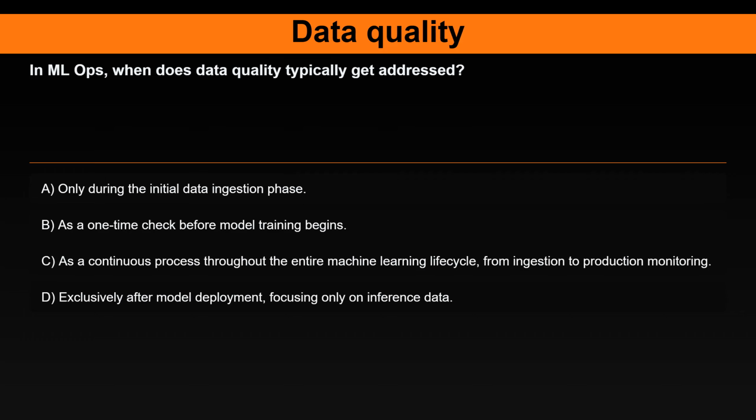Question 9. In MLOps, when does data quality typically get addressed? Option A, only during the initial data ingestion phase. Option B, as a one-time check before model training begins. Option C, as a continuous process throughout the entire machine learning lifecycle, from ingestion to production monitoring. Option D, exclusively after model deployment, focusing only on inference data.